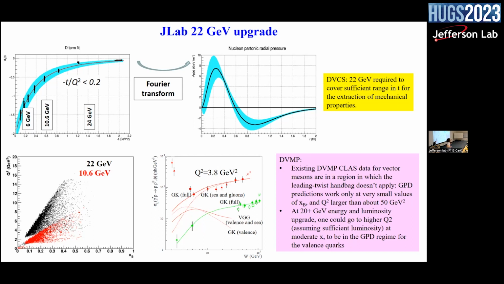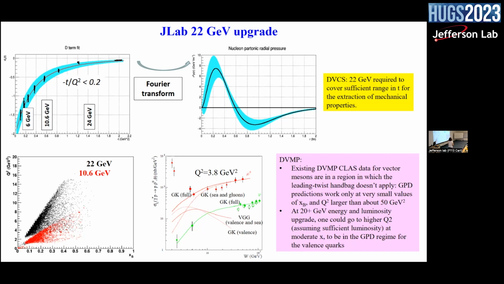And this is interesting if you want to get a good coverage of this distribution of the radial pressure that is connected via Fourier transform to the variable t. So what is said is that we need 22 GeV to cover a sufficient range in T for the extraction of the mechanical properties of the proton.